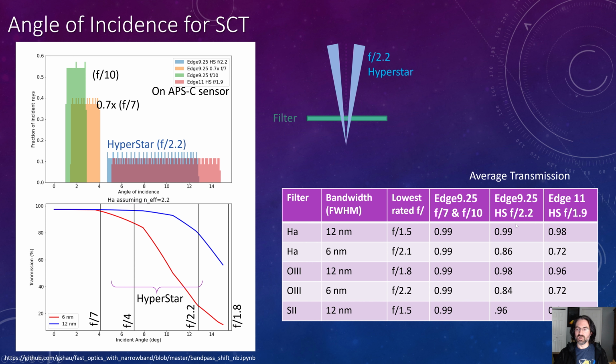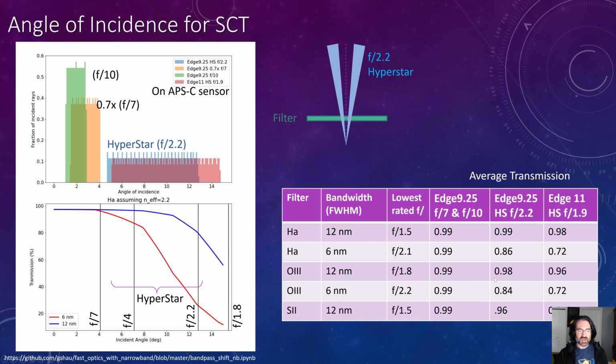When I went to the HyperStar configuration, the 12 nanometer filter was giving us more signal than the 6 nanometer. This is estimating an average 86% transmittance that corresponds pretty closely to that 75 to 80% that we were seeing in some of the previous images. We see similar effects for the OIII as a function of bandwidth.